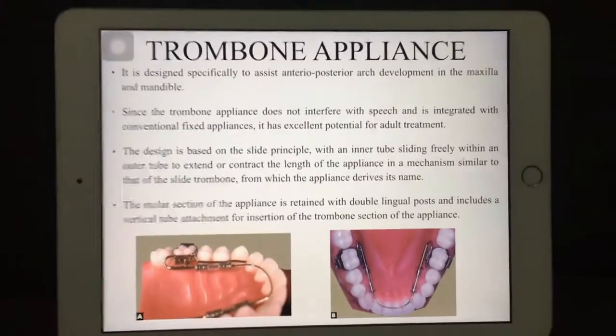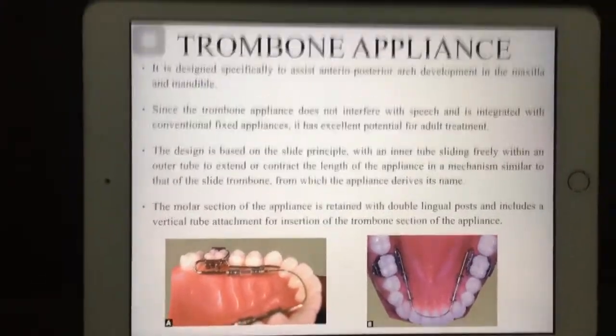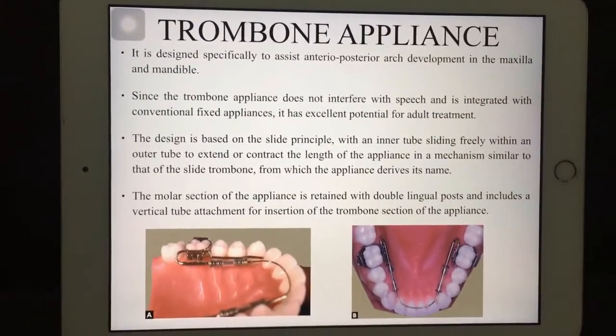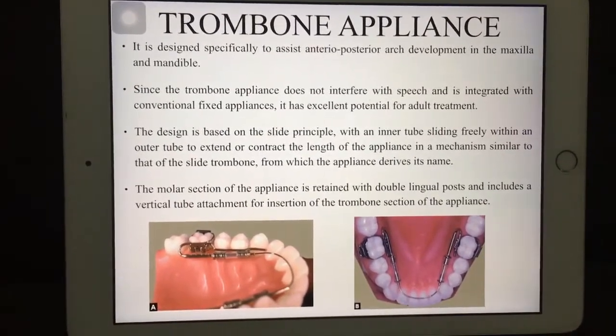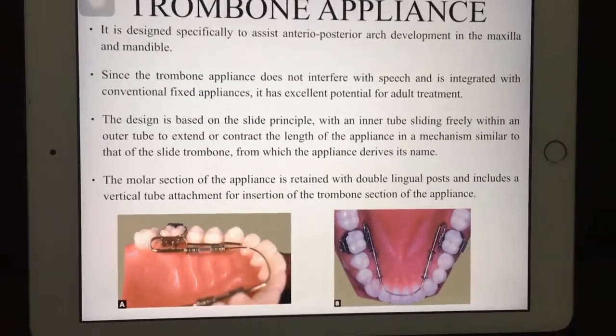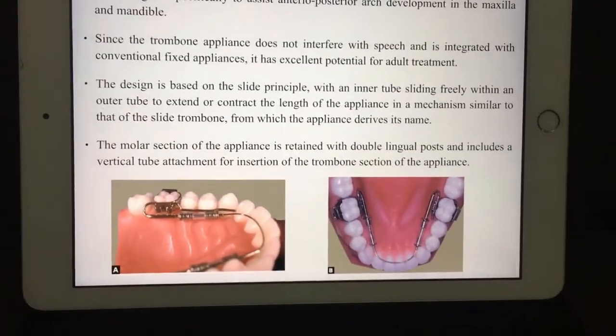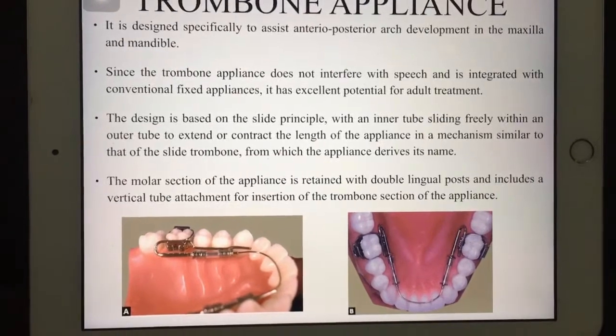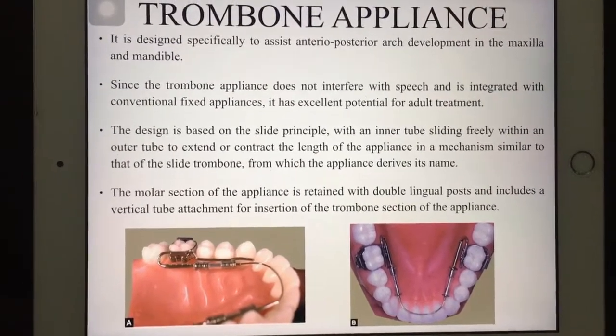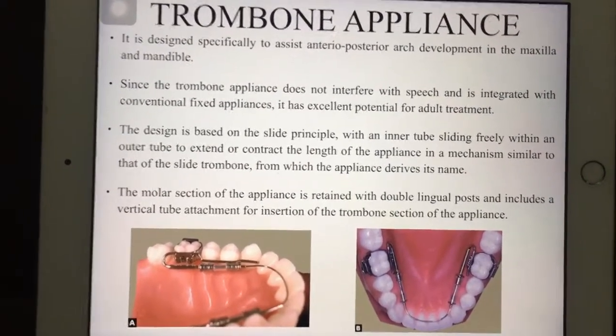So, there. So, trombone appliance. So, it is designed specifically to assist anterior-posterior arch development in the maxilla and the mandible. So, since trombone appliance does not interfere with speech and is integrated with conventional fixed appliances, it has excellent potential for adult treatment.